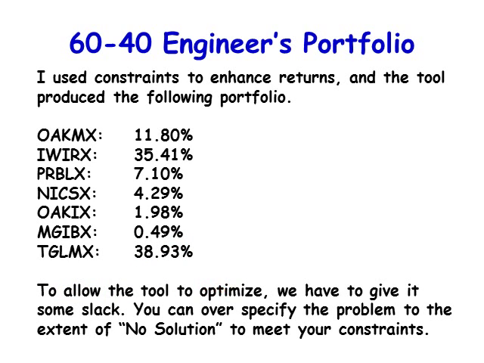To allow the tool to optimize, we have to give it some slack. You can over-specify the problem to the extent that no solution meets the constraints. So we have to give some slack to the tool so that it has some room to optimize. Okay, let's continue. My optimizing tool gave me this allocation, so let's see if it meets our targets.